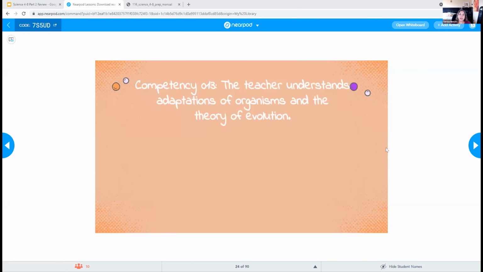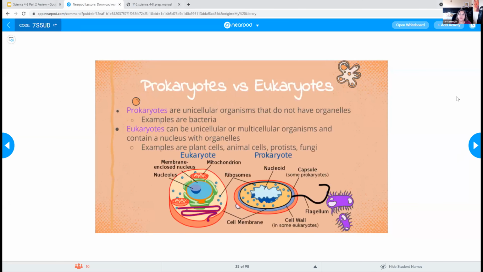Okay, so next up we have adaptations and evolution for organisms. Going back to our cells, when we look at prokaryotes versus eukaryotes, pro is no, right? No nucleus. So prokaryotes are unicellular. Think super simple. They're very small. This picture is not to scale at all. Eukaryotes are very, very large in comparison to prokaryotes, which are super, super tiny. And again, the examples will be bacteria.